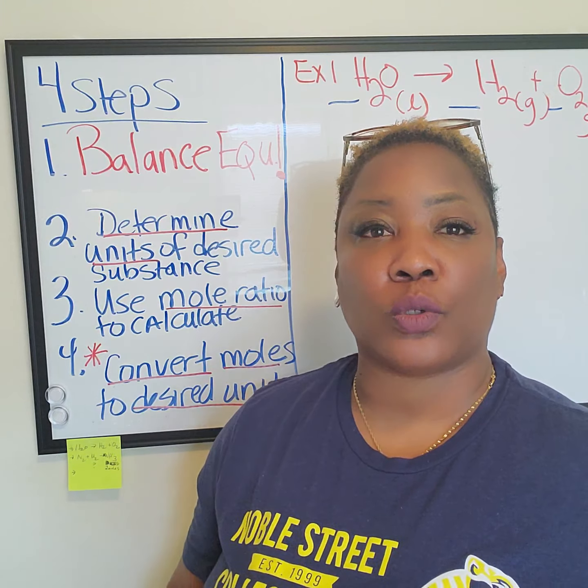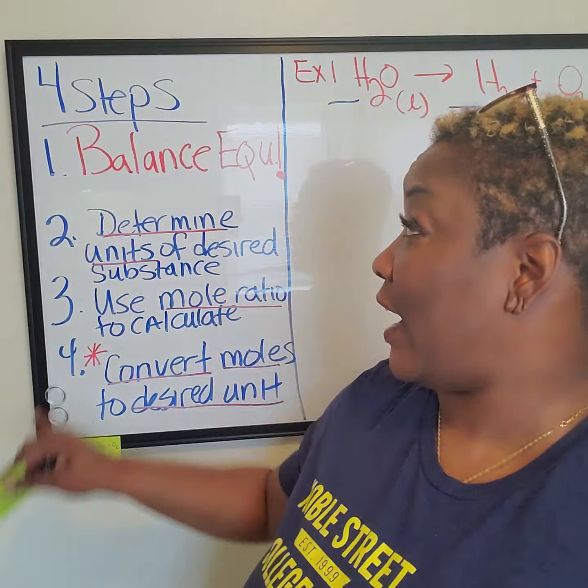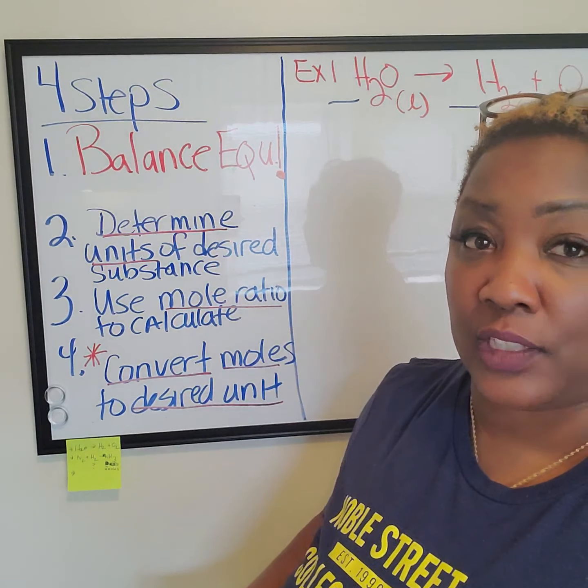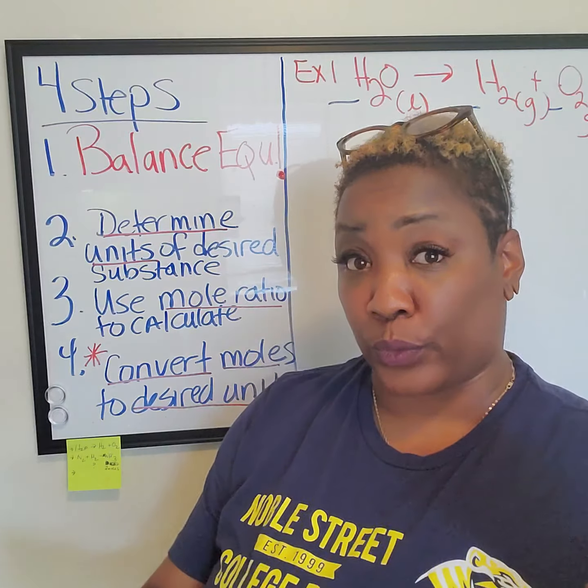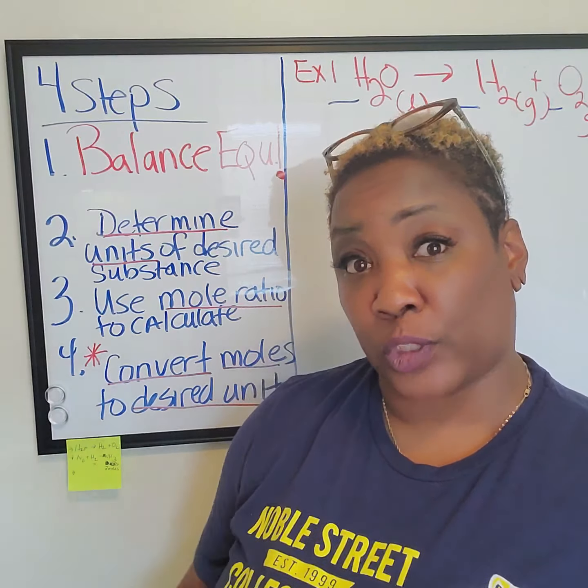Here are the 4 steps. Please make sure you write this down in your guided notes tracker. First, balance the equation. You have to balance the equation. That's how I would have it written in bright red, because without balancing, you won't know the relative proportion of reactants to products. Okay? Number 2, we have to determine the units of desired substances, right?